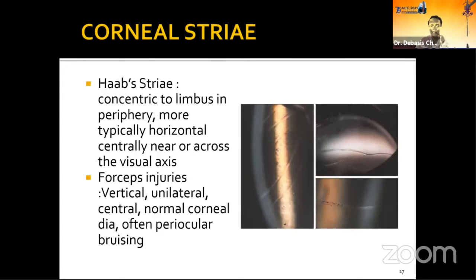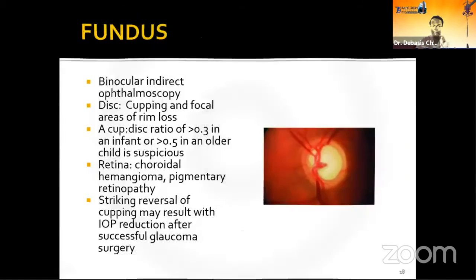The corneal striae have to be carefully looked at. The Haab striae are usually concentric to the limbus in the periphery, and in the center they are more typically horizontal, and this has to be differentiated from the striae that can arise because of forceps injury. They are usually vertical, unilateral, and central.